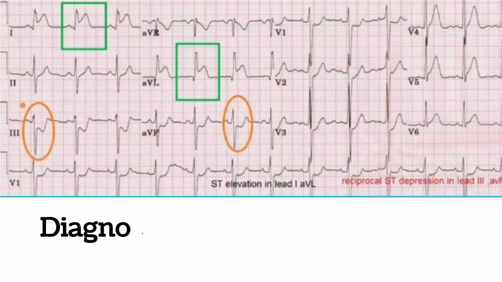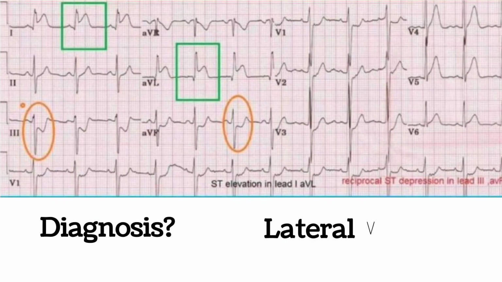The second EKG strip is of a lateral wall myocardial infarction. You can see the ST segment elevation highlighted in green, and you can also see reciprocal ST segment depressions in diagonally opposite leads highlighted in orange. Now the lateral area of the heart is supplied by the left circumflex artery, and if there is occlusion of that artery, there would be ST segment elevations in leads 1, AVL, V5 and V6.